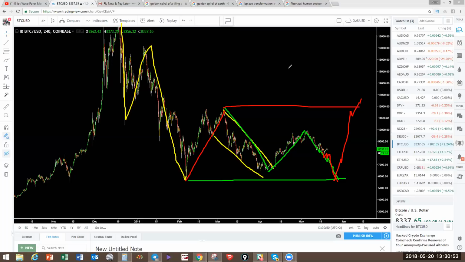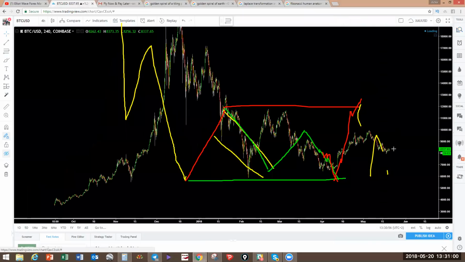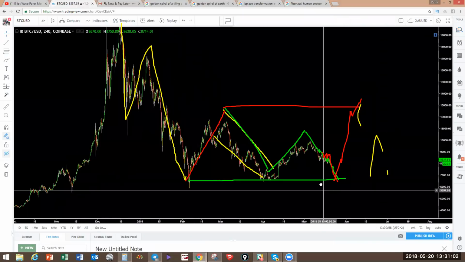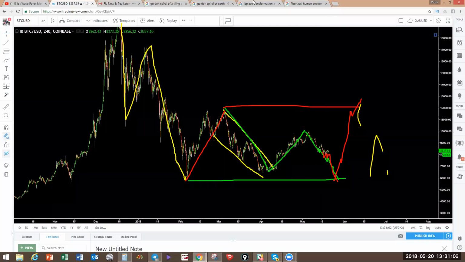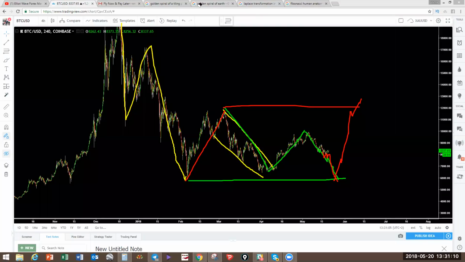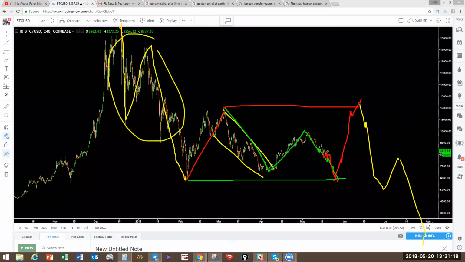If we get to this level here, from here I'll still be expecting big downside on the cryptocurrencies, as I've been saying for the last couple of weeks, that the cryptocurrencies are still corrective and correcting for further downside. I will expect a move similar to this one, going all the way back.